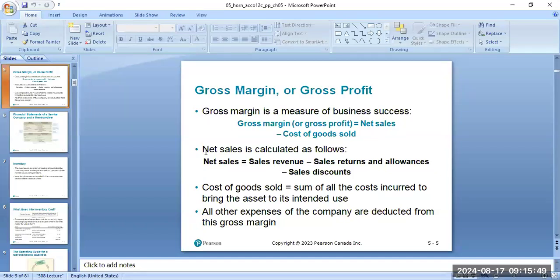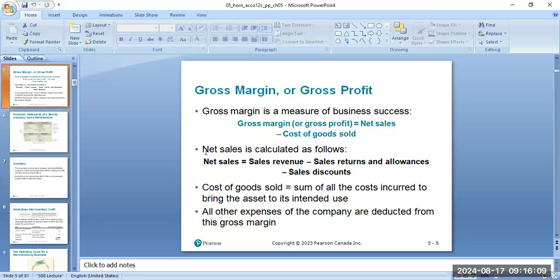In this case, we're going to work with the net sales. What that means is that we're going to have a sales revenue, and then we're going to deduct the sales returns and allowances and sales discounts. We're going to talk today about what the sales returns and allowances are, where those are coming from, and what the sales discount is.